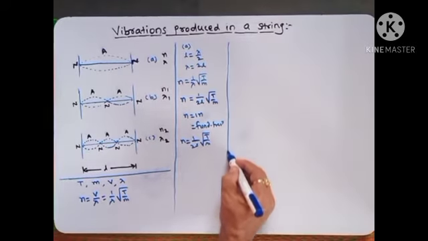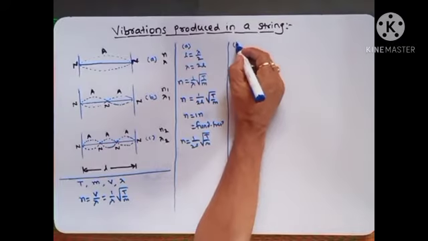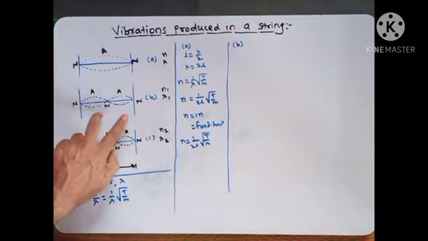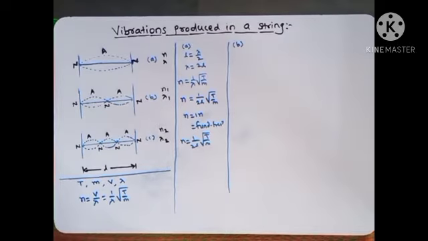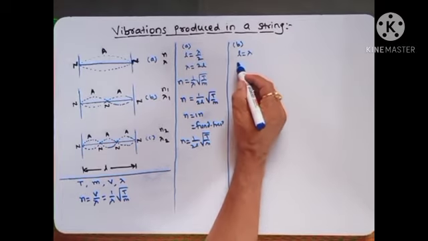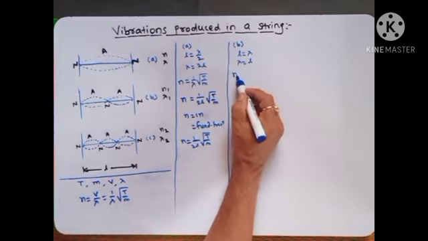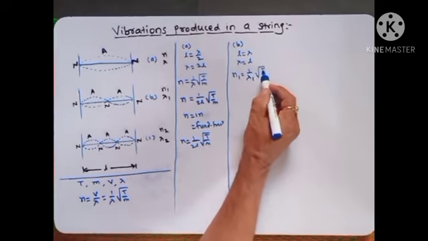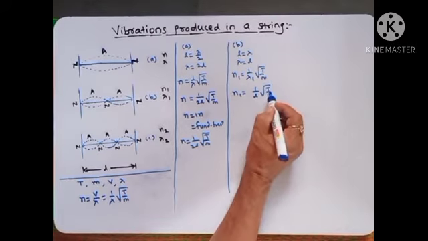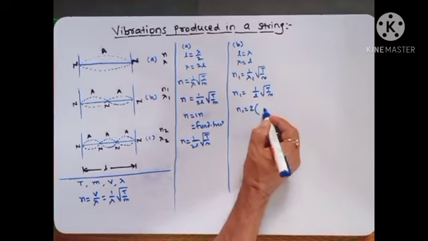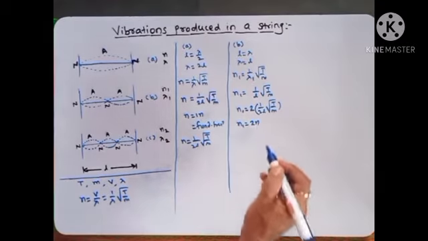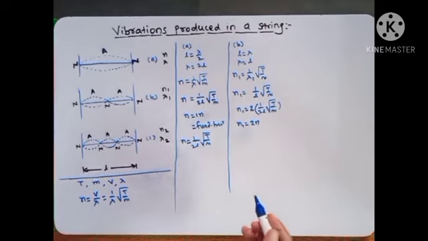Now we consider figure B. In figure B, we see 3 nodes and 2 antinodes. Therefore, 2 loops are formed. Then we write L equal to lambda, or lambda equal to L. N1 equal to 1 upon lambda 1 root T by M, as in the earlier equation, or N1 equal to 1 upon L root T by M, or N1 equal to 2 into 1 upon 2L root T by M, or N1 equal to 2N. This is the next higher frequency.